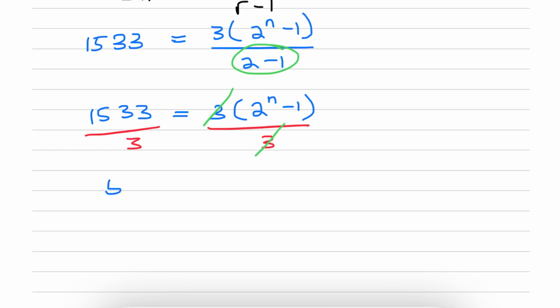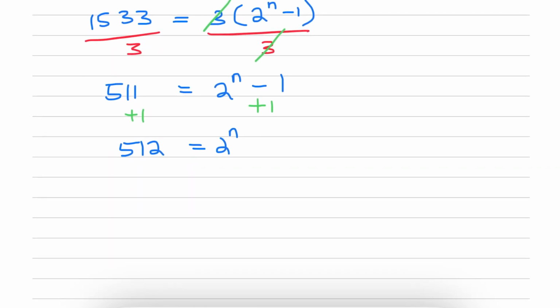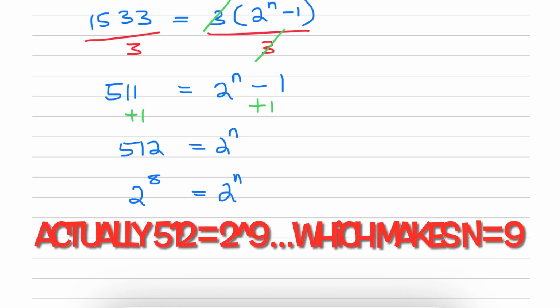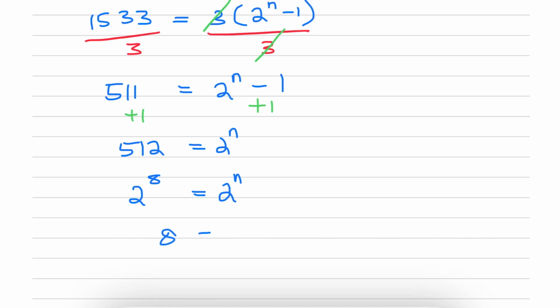This should give me 511. And on this side, we'll have the bracket, which is 2 to the power of n minus 1. Right, now add 1 to both sides. So this is 512 equal to 2 to the power of n. Then express the 512 in its exponential form. So that would be 2 to the power of 8. And drop your bases. So therefore, n is equal to 8. And that's your answer. 8 terms.